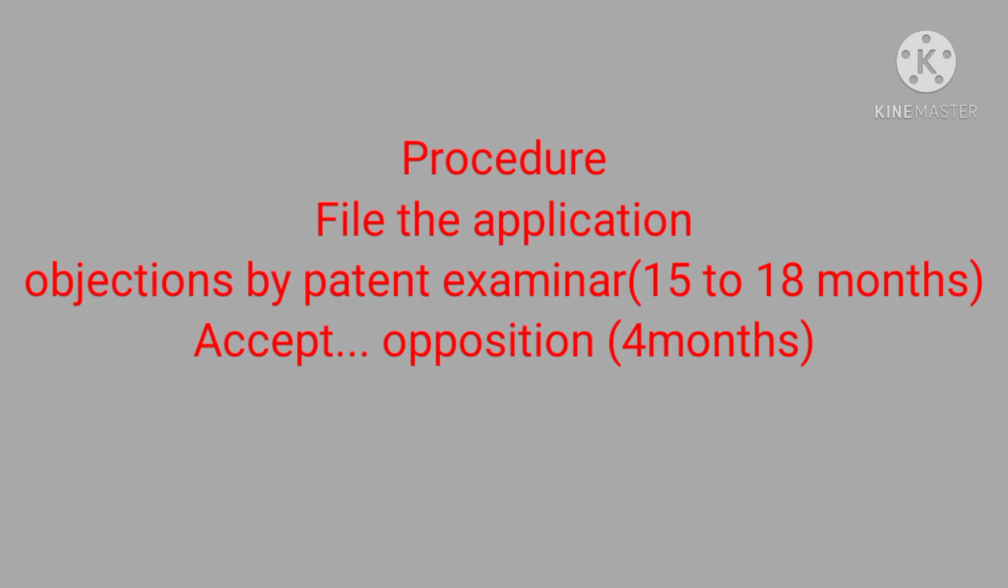After acceptance, it will be given to the public. That means they will wait for any opposition. Suppose this method already exists, then someone can claim that. After that, these things will be taken up within 4 months. If there is no reply from anyone, then they can accept the patent, otherwise it can be rejected.